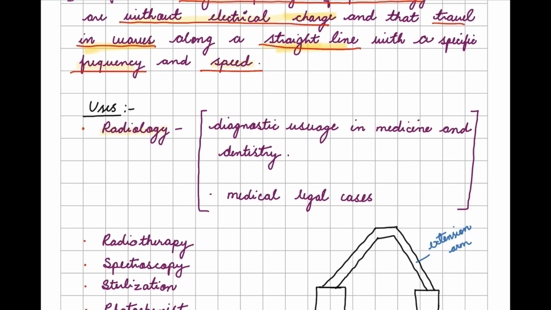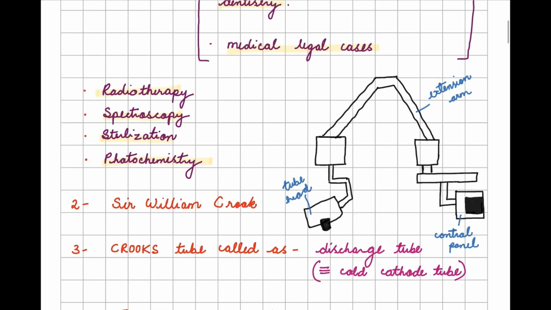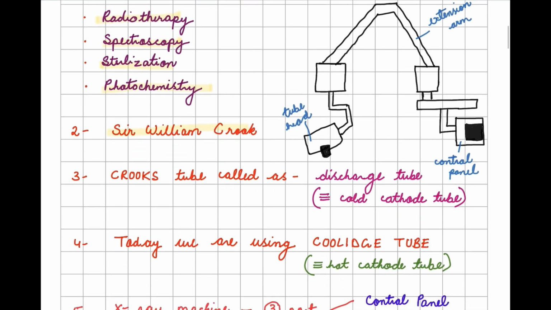It is widely used in radiology, that is for diagnostic uses in medicine as well as in dentistry. For medical legal cases, it is also used for radiotherapy, spectroscopy, sterilization and photochemistry. So the next question was, first X-ray tube was invented by, so it is invented by Sir William Crookes. Now the third question was Crookes tube called as, so the Crookes tube called as discharge tube. It is also called as cold cathode tube.